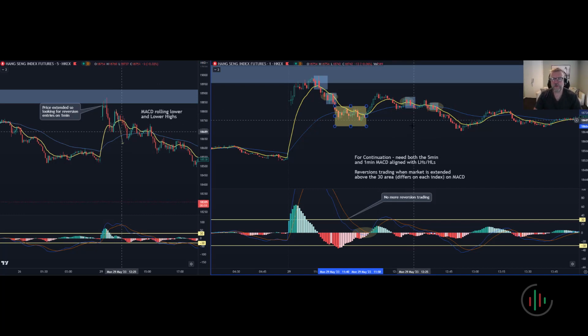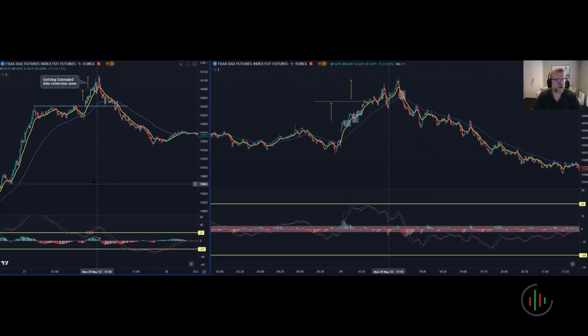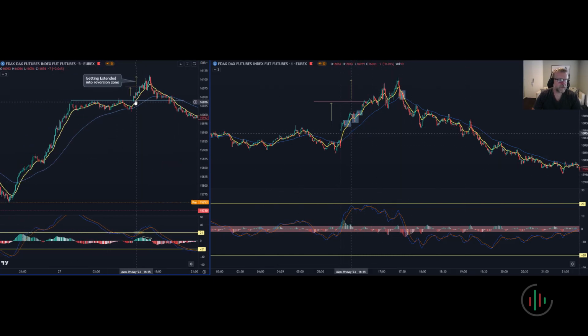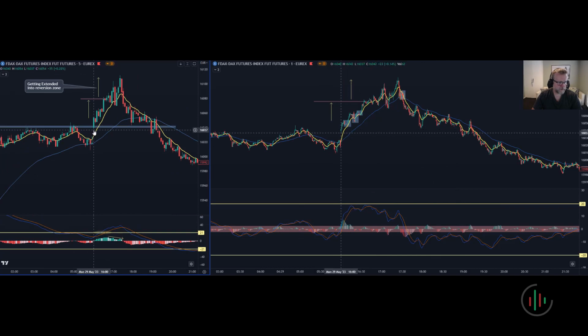All right, so let's go across to the DAX now. Okay, same sort of concept. On the left-hand side, you've got your 5 minute. On the right-hand side, you've got your 1. Okay, so you can see the 5 minute. Earlier on, this is the open here. I think this was the open at 4 o'clock. So it opened here, so we're within that zone for a continuation style trade.